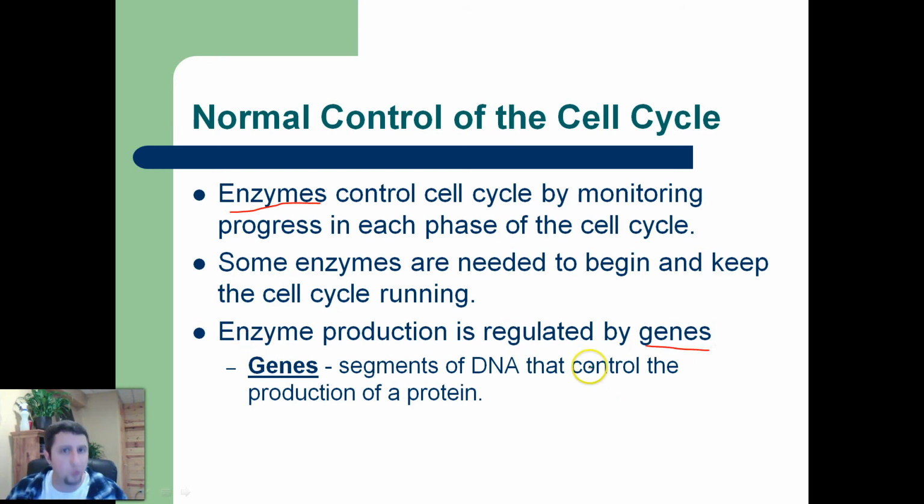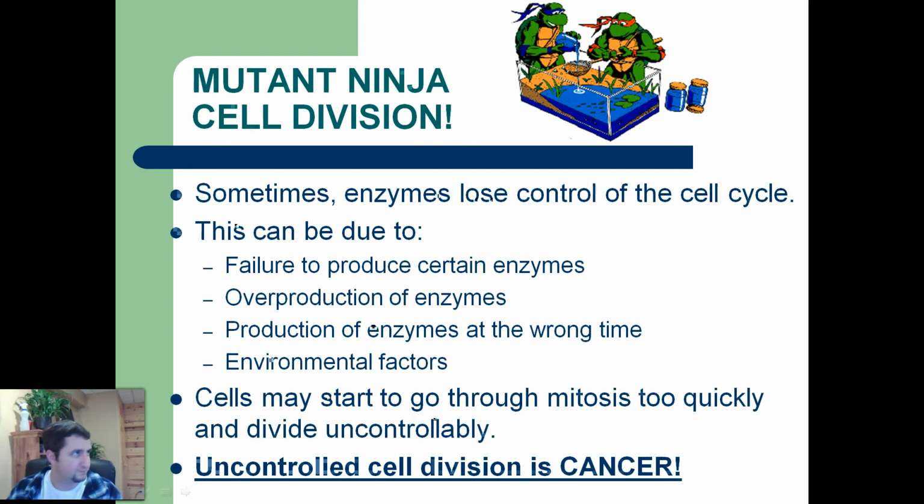Now, here's one of the most important things to know in all of biology: what a gene is. I'm going to put a star next to it. Genes are segments of DNA or little strands of DNA that control the production of a protein. Now, if you recall, an enzyme is a type of protein, so genes control the production of enzymes. Enzymes control the steps to the cell cycle.